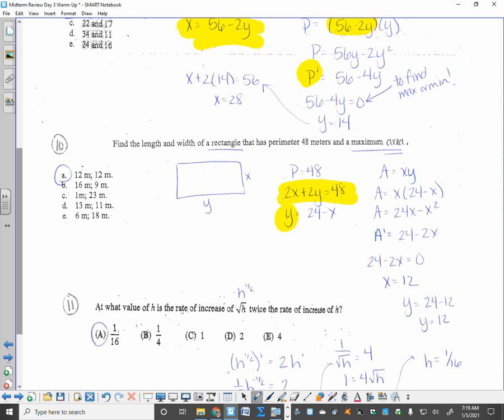I solved for y. This one would have been the same if you'd solved for x. Doesn't matter. They're both just as clean. So since I solved for y, then it goes in for y, doing a little distributing, and then this is where I take the derivative, and I set it equal to 0 because I'm trying to find the optimization. That gives me x equals 12, and then I take that 12 and plug it back in here to get my y value.